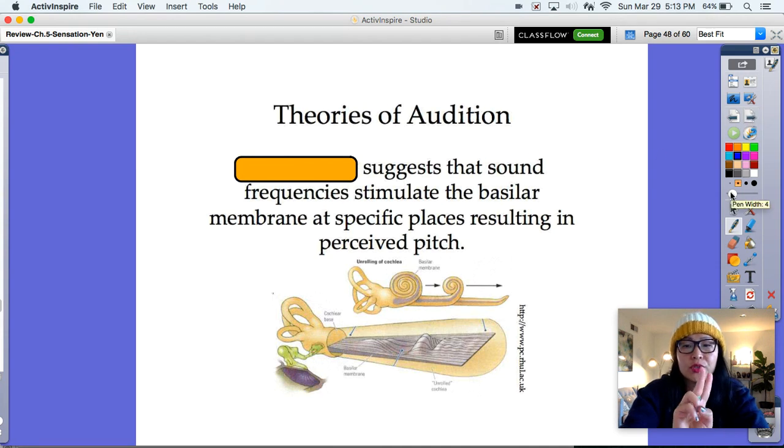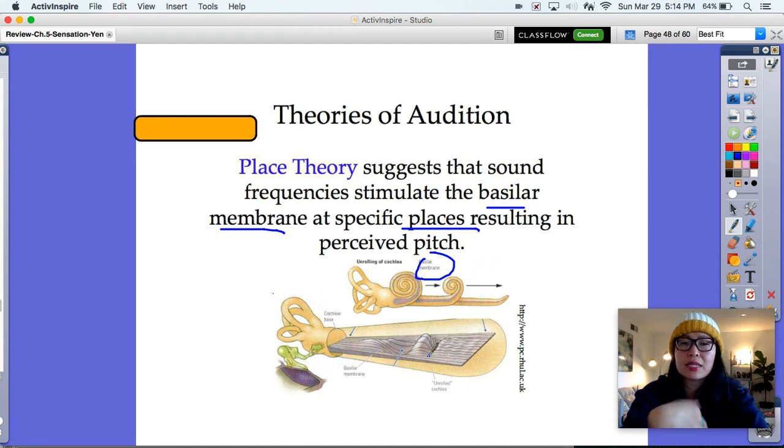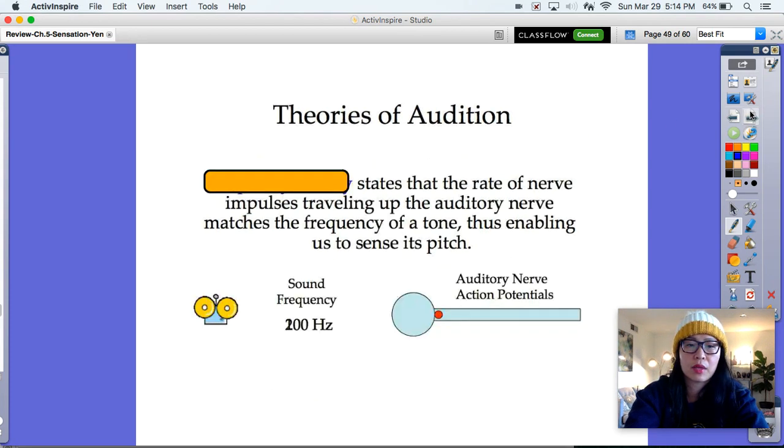Then we have 2 theories for audition. The first theory is called place theory. This is basically saying that sound frequencies stimulate the basilar membrane on specific places, resulting in perceived pitch. So depending on where it's landing on the basilar membrane, that is going to determine whether we hear a high or low pitch. It's about placement. So that's place theory.